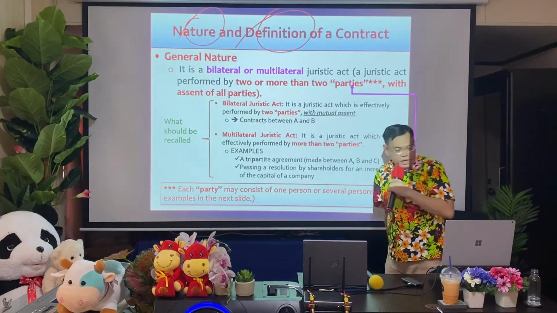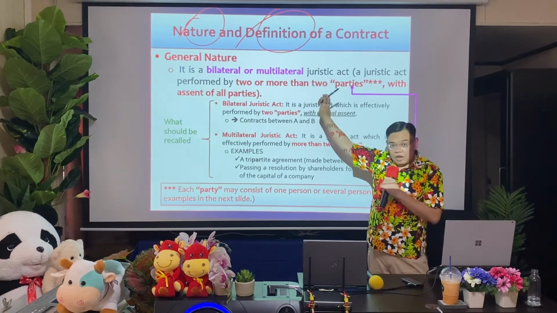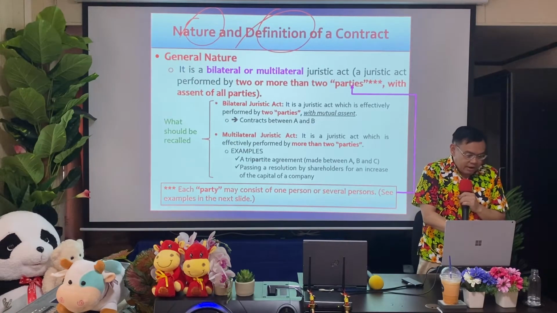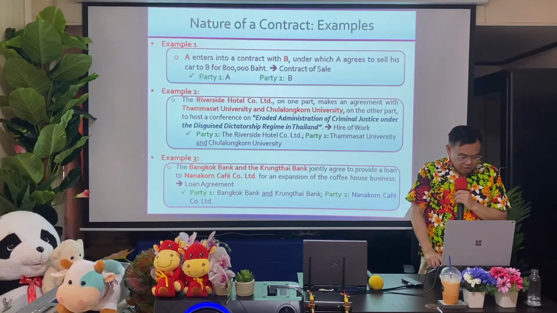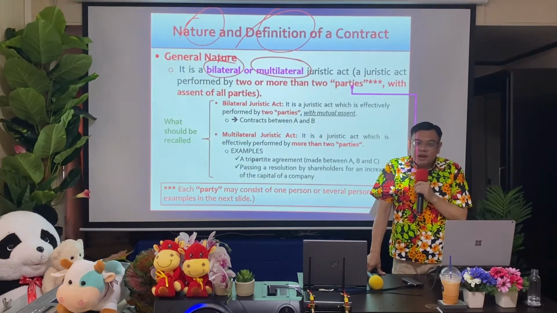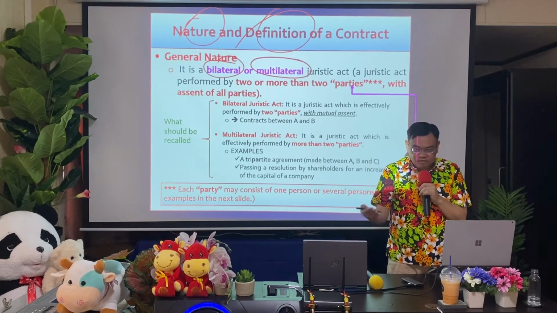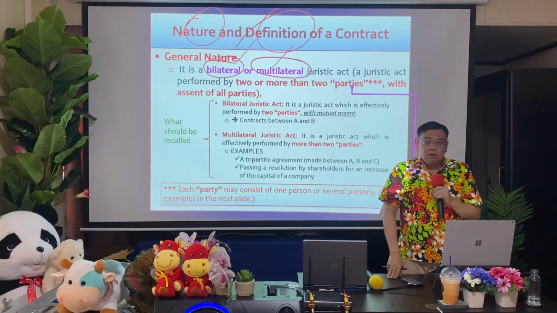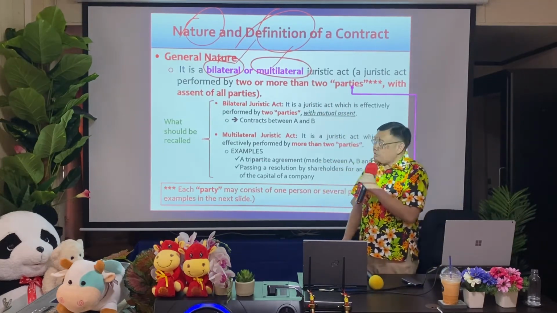To put it simply, a contract is what? If we look at the general nature of a contract, we can say that a contract is indeed a bilateral or multilateral jurisdiction act. Remember, when we talk about jurisdiction acts, we can classify them into unilateral jurisdiction acts and bilateral or multilateral jurisdiction acts.